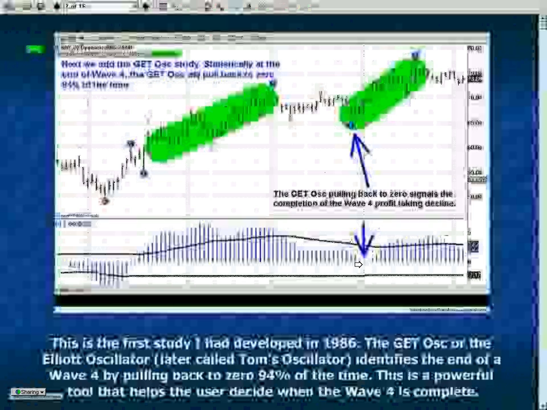This was the first study that Tom developed back in 1996. It's now called the Elliott oscillator. It identifies the end of wave 4 by pulling back at least to 0 94% of the time. It is a very powerful tool that helps users decide when wave 4 is completed.